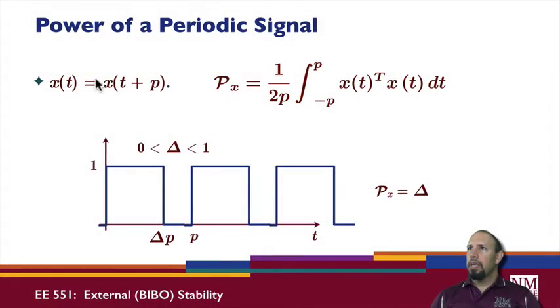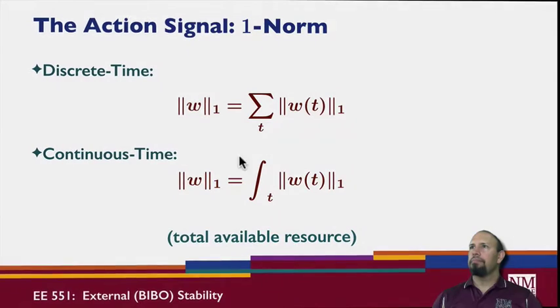So by way of example, if I have a periodic signal like this pulse signal, a pulse width modulation signal, the period is P, and it is on for delta times P, where delta is between 0 and 1, and it's off for the rest of the period. I can go through and show then that for this definition of the power, for this signal, the power is delta. So we have that.